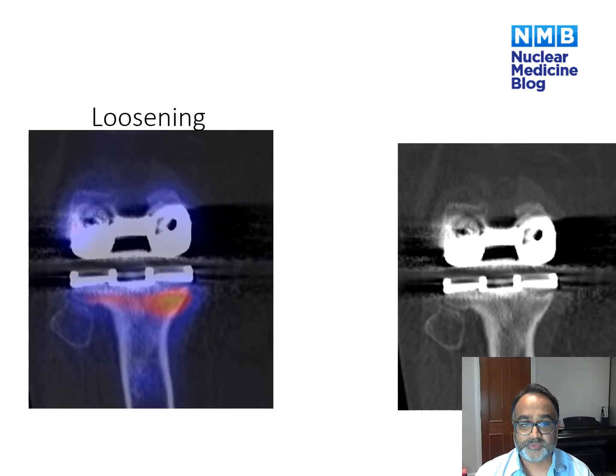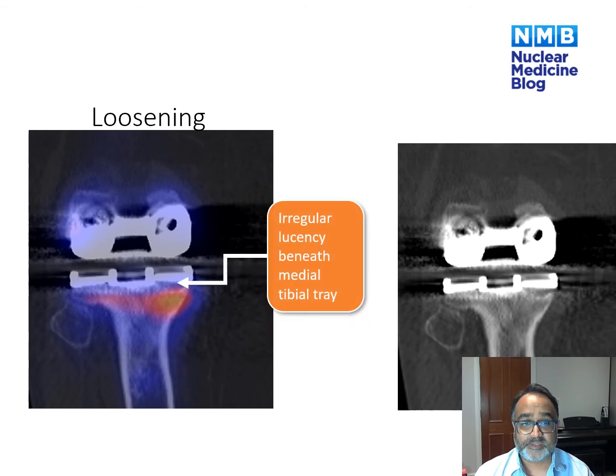So these are examples of aseptic loosening. You can see that there is an irregular lucency beneath the medial tibial tray, and there is associated increased tracer uptake.